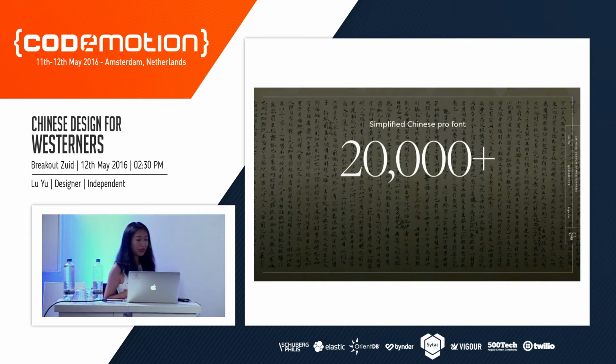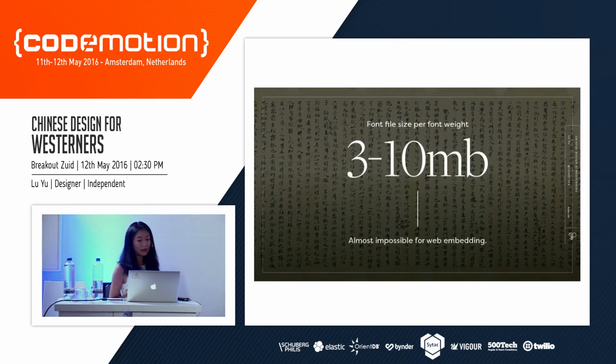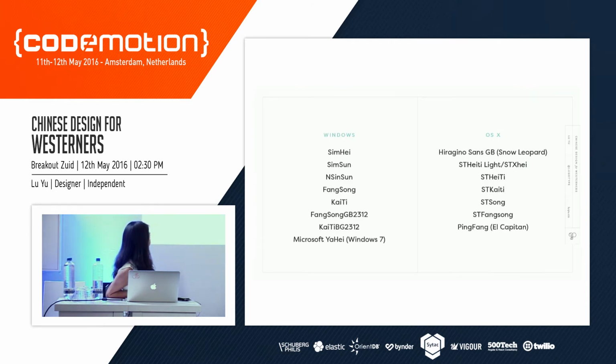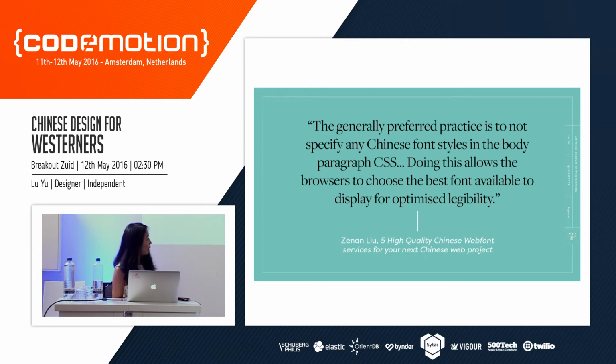In the font, just for a simplified Chinese Pro font, it needs to contain more than 20,000 characters, which means the font file size is incredibly huge too. And that makes it almost impossible for web font embedding. So sadly, the option for us is the system fonts. But as you can see, there are not too many choices, and each operating system has different fonts. So a lot of websites don't specify any font styles. Instead, they just let the browser choose whatever is best available.